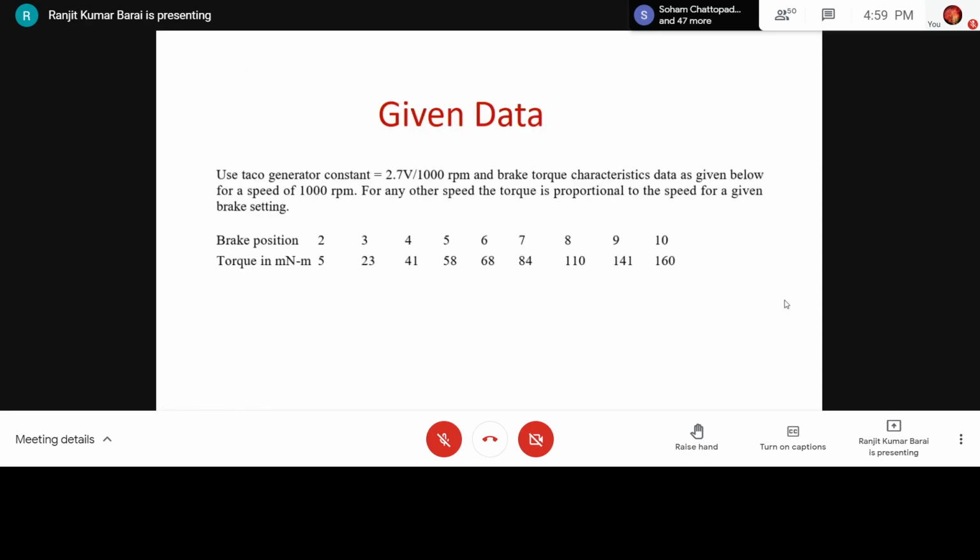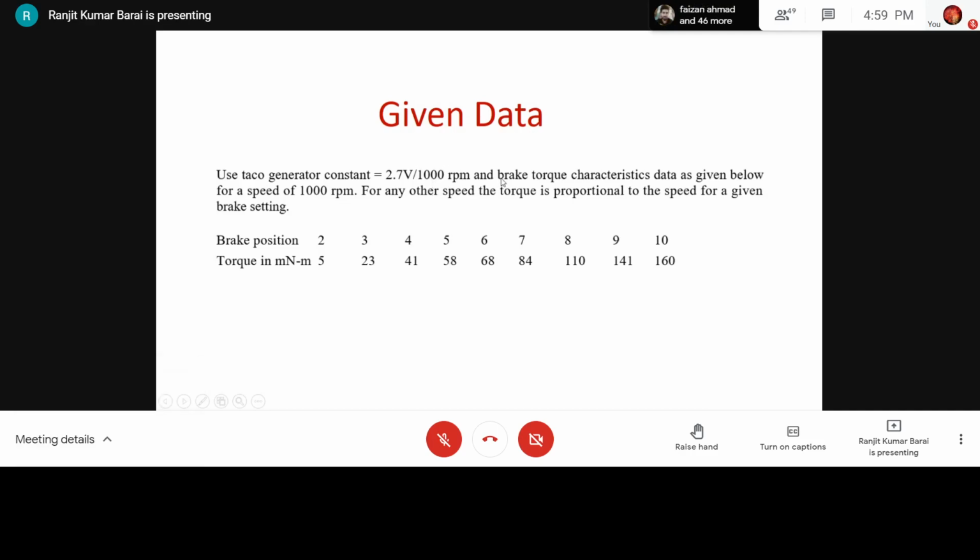Now data is given for the benefit of the students and for the simplicity of the experiment. A tacho generator constant is given. During the experiment, we will measure the output voltage of the tacho generator. The tacho constant is 2.7 volt per 1000 RPM. So if you find that the voltage is, say, 2.5 volt, then from this relation, 2.7 volt corresponds to speed 1000, so for 2.5 volt, by the unitary method you can calculate the RPM.